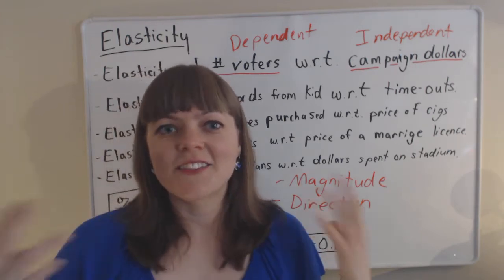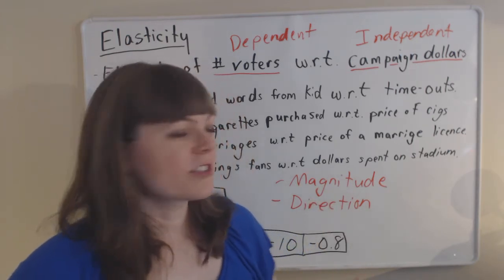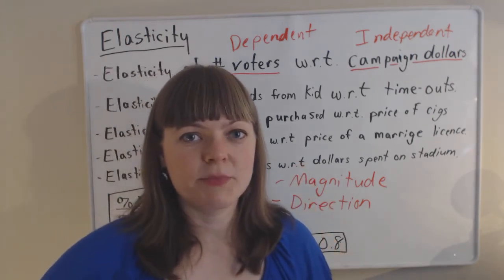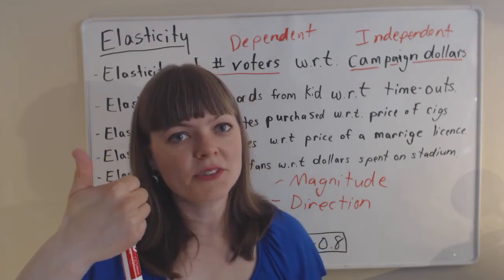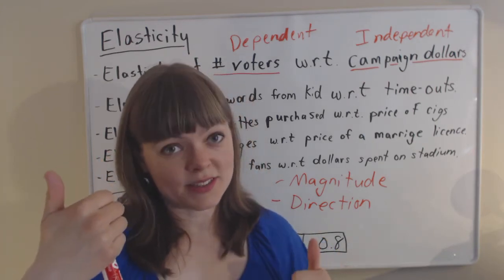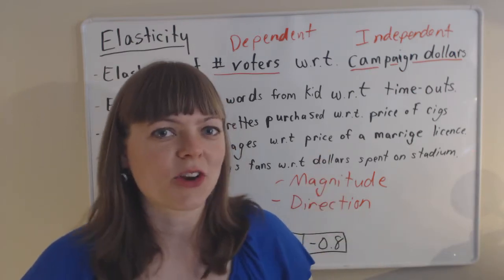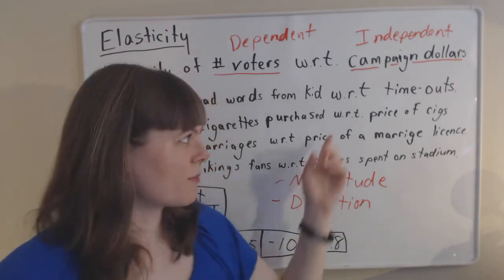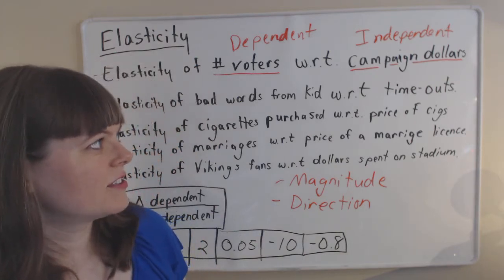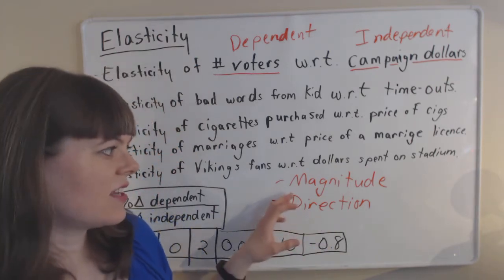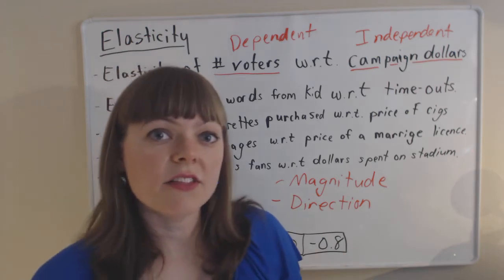And the other fear is an even worse fear. That would be, what if there's a positive relationship here? So what if the parent increases the number of timeouts and the child responds to that by increasing the number of bad words they say? Maybe it's a passive-aggressive mood or something like that. So elasticity is a measure that will help us tell the difference between those.